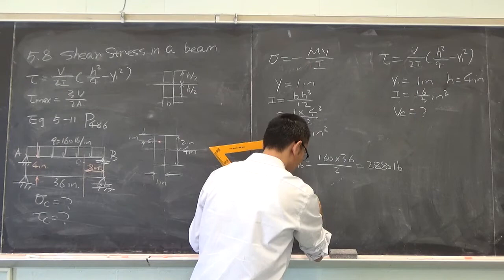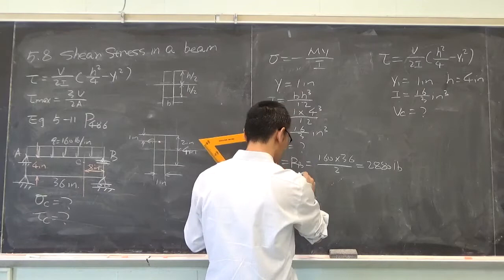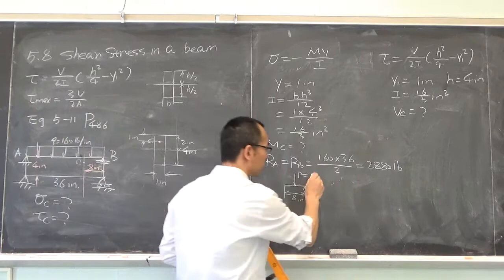And we have a uniformly distributed force here, so it can be regarded as a point load, right? So it will be in the middle. So we name it as P. P will be equal to, we can see just this load only, right? So it will be Q multiplied by 8. Okay, now we have it.